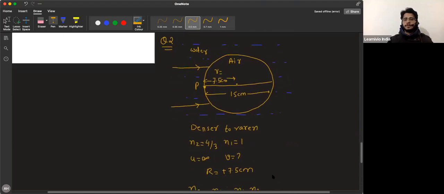Yes, so if parallel beam of lights are coming, that means the object distance is infinity. Object distance is infinity.